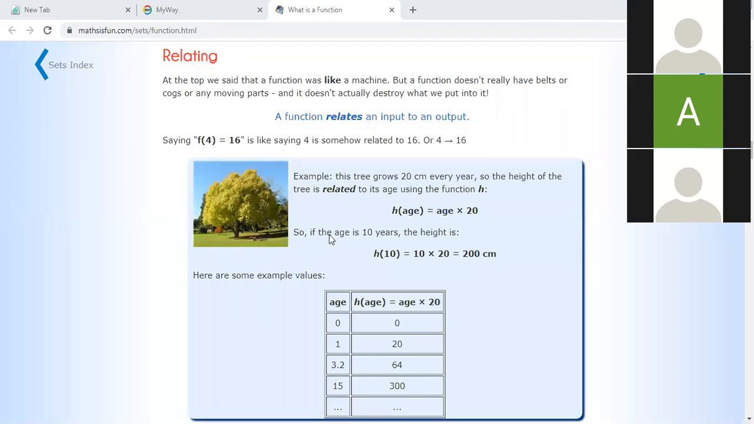Right class? So if the age is 10 years, so height is, if the age of the tree is 10, then height would be 10 multiplied by 20. अगर इसकी age 10 साल है तो इसकी height कितनी है?